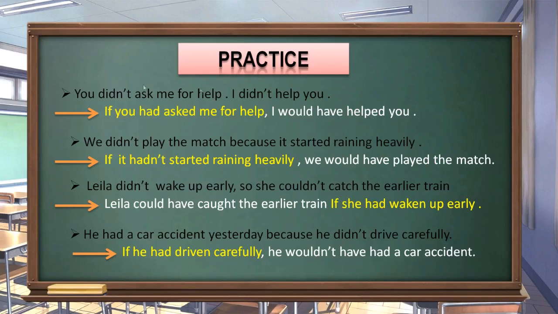You have to pay attention to something very important, which is about the verb forms. As you can see here, we have the negative form of the verb ask in the simple past: didn't ask. So we have to change it into the positive form, the affirmative form, and conjugate the verb in the past perfect. See, didn't ask became had asked. And here, didn't help became would have helped.